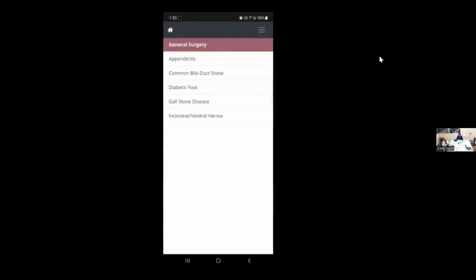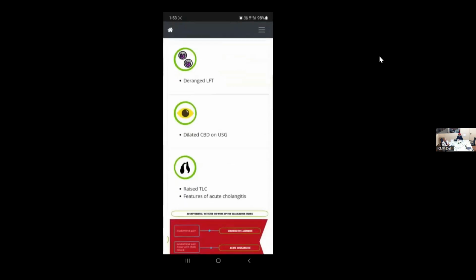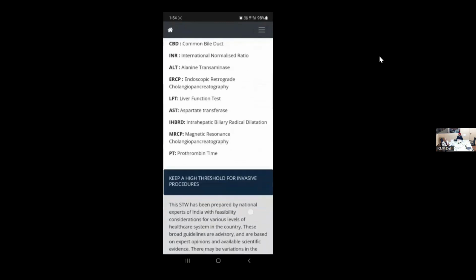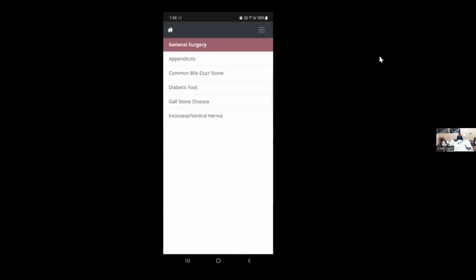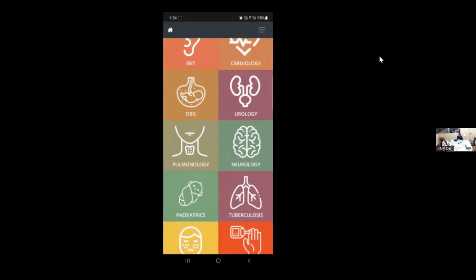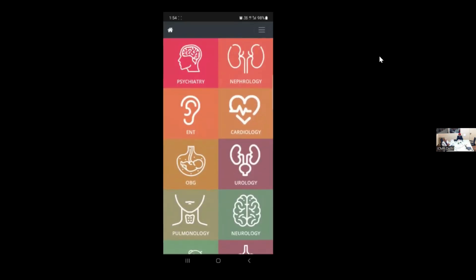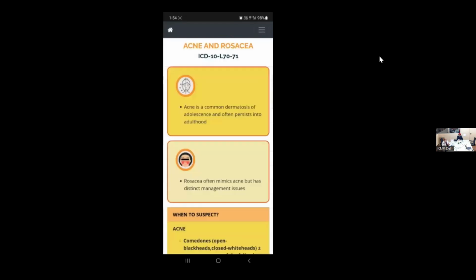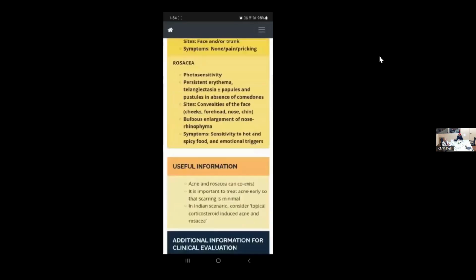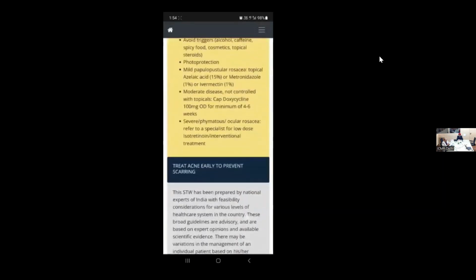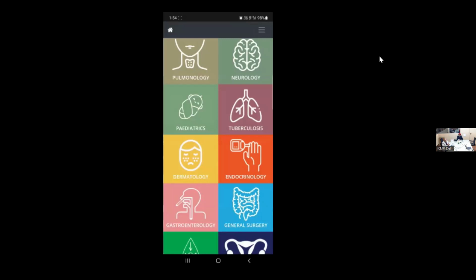You just need to scroll down to see all the features of the STW. And a zoom facility is also available. There are different algorithms. You can zoom and enlarge them on your mobile also. That facility is available on mobile. Similarly, you can see other specialties also. For example, here we have dermatology. If I want to see dermatology, I need to click on dermatology. It will again display the different STWs, one by one. If there is a picture, the picture will also appear on your mobile.